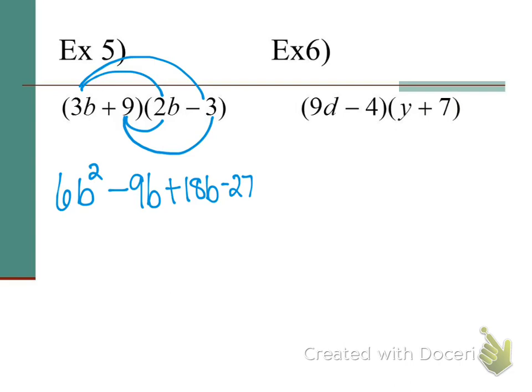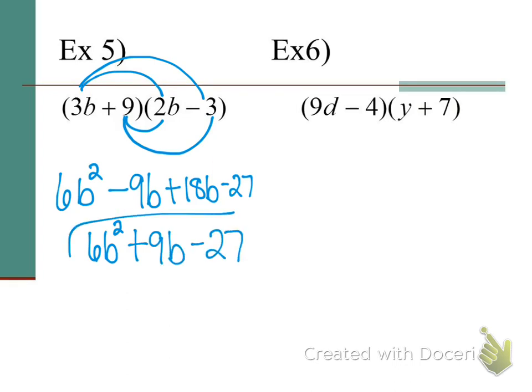All right, when we combine like terms, Jakeem, what do we get in the middle? Positive 9b. When we combine our like terms in the middle, the 6b squared and the negative 27 stay the same. Questions before we do the next one?